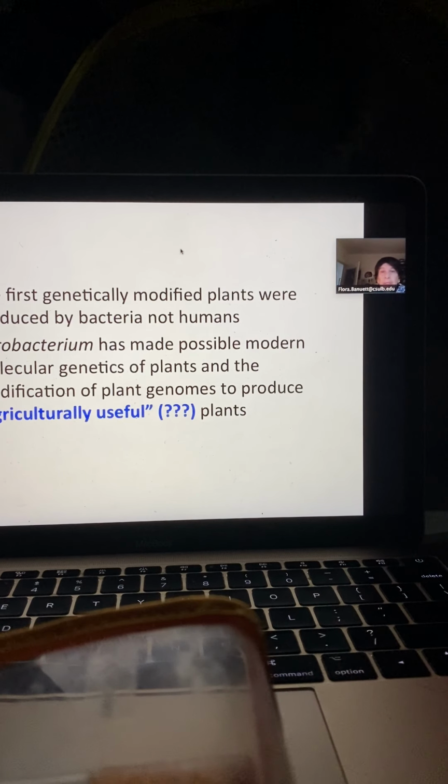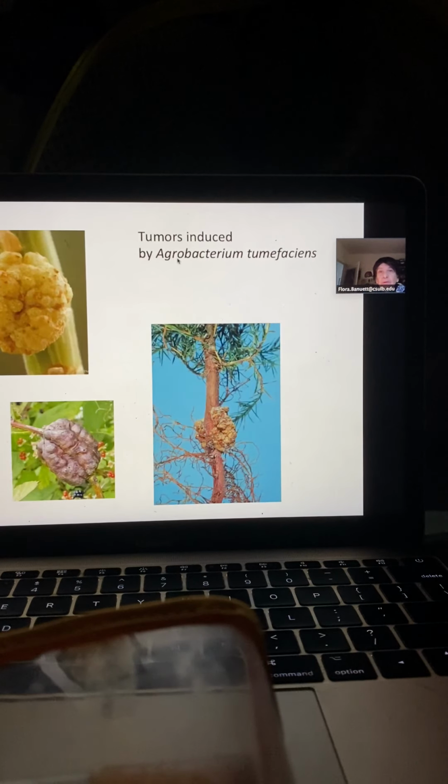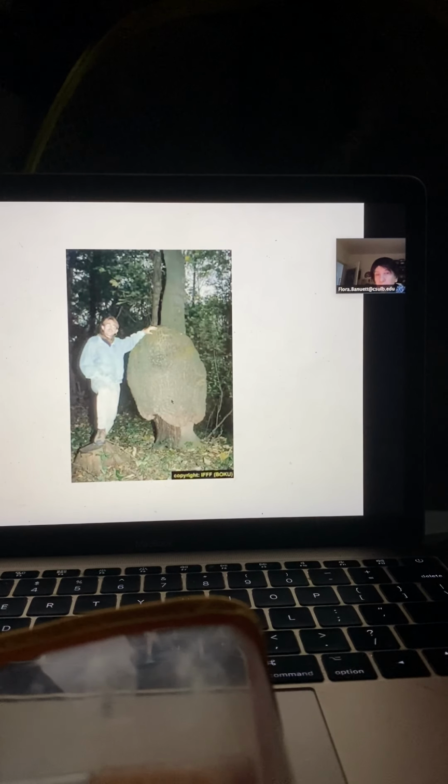Okay, so here are some tumors that are induced by Agrobacterium tumefaciens. This is on the stem. So you see they can get pretty big. This is in a tree. And these are stems of plants. And here, to really show you how big they get, this is a person next to a tumor on the base of the stem of a tree. Okay, so they can get really huge. And this is all due to Agrobacterium tumefaciens.